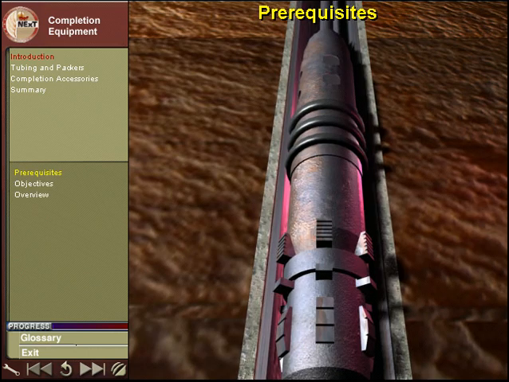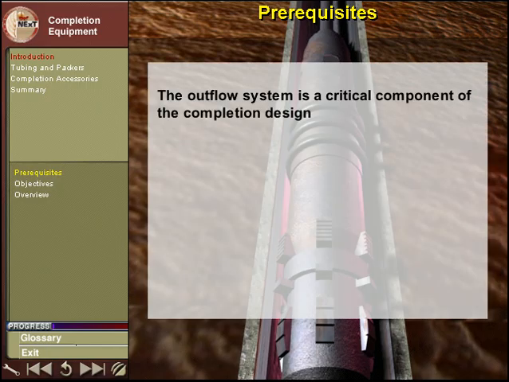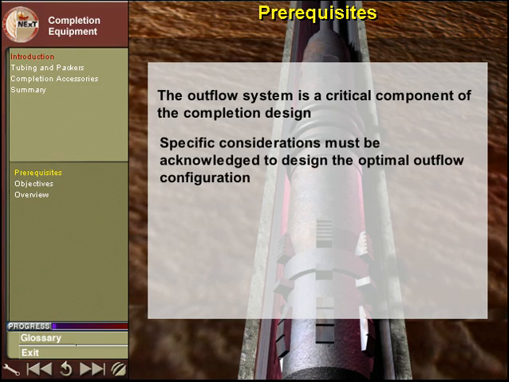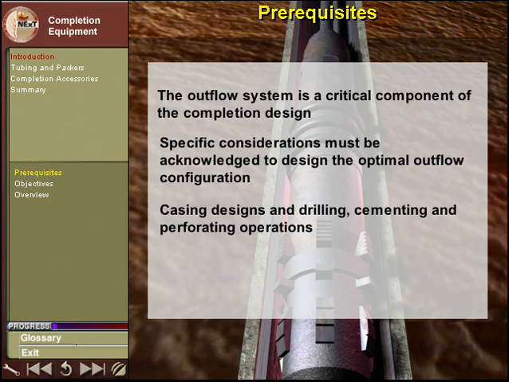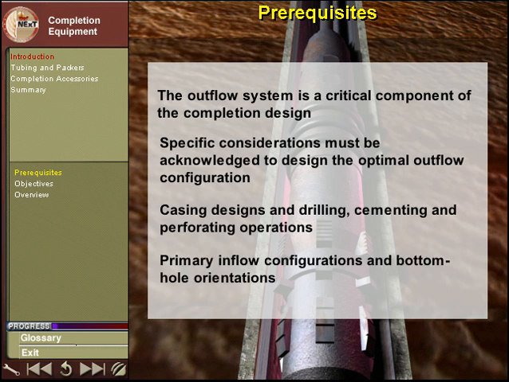Welcome to the IUPI Well Completion Equipment Module in the production operations phase of the E&P lifecycle. Before beginning this module, you should be aware that the outflow system is a critical component of the completion design. Understand that specific considerations must be acknowledged to design the optimal outflow configuration. Have basic knowledge of casing designs and drilling, cementing, and perforating operations. Know the primary inflow configurations and bottom hole orientations.